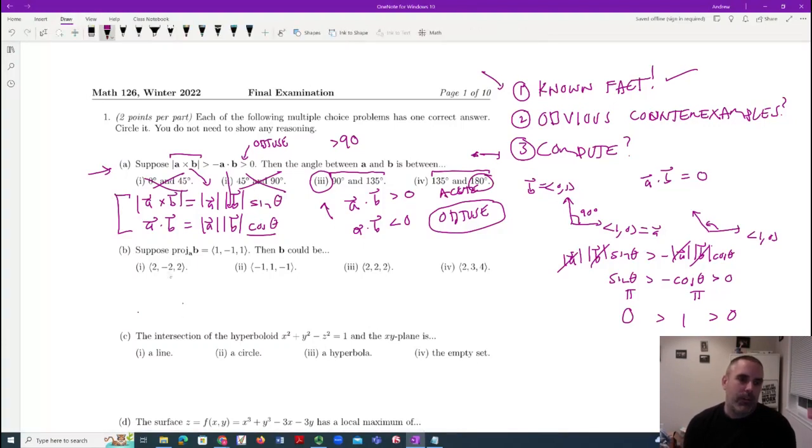So let's go to the next one. Suppose that the projection of B onto A is 1, negative 1, 1. Then B could be what? So here's an example where we could do the following.